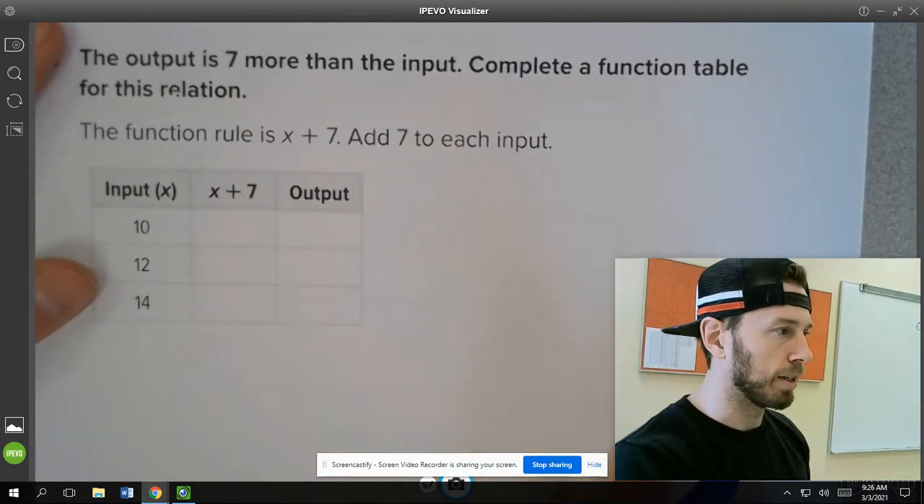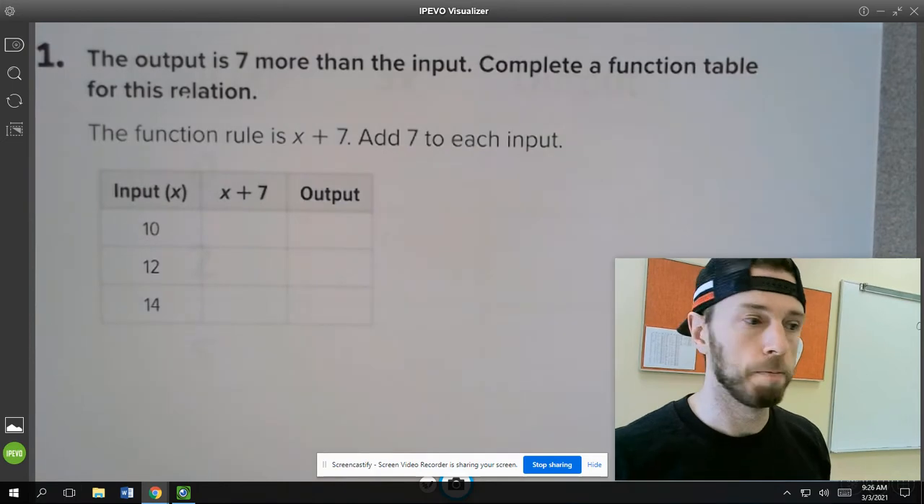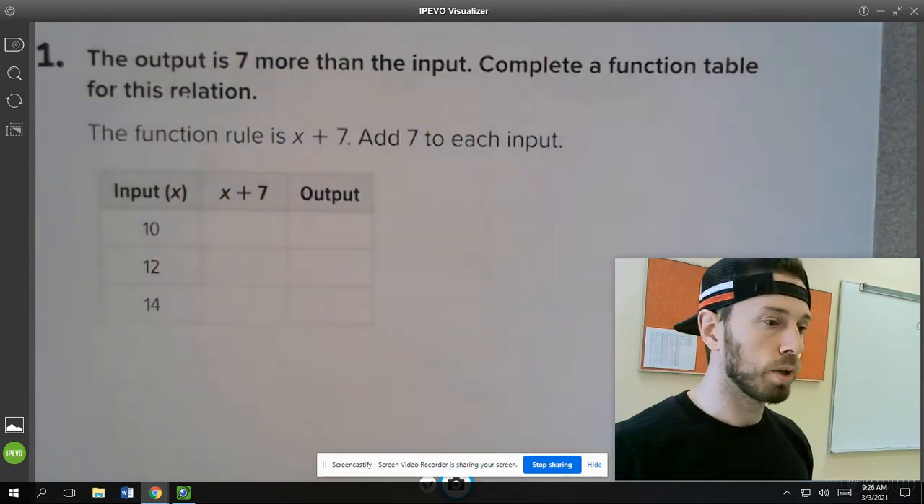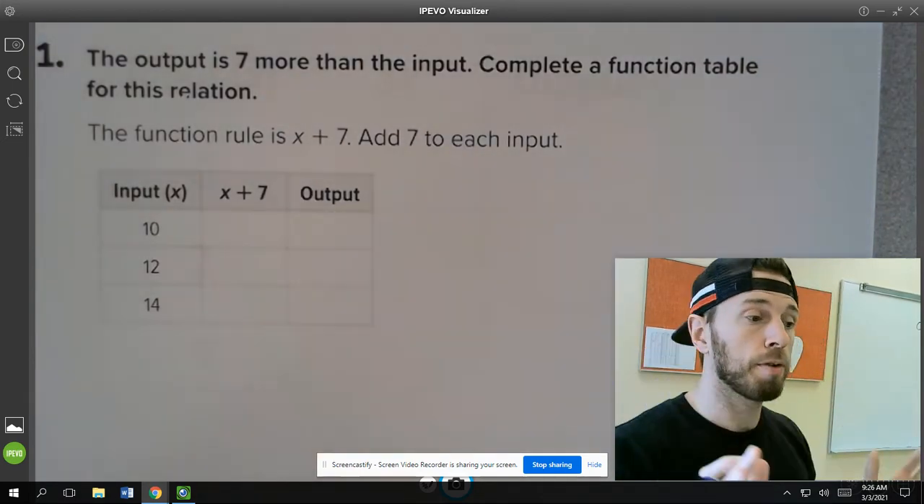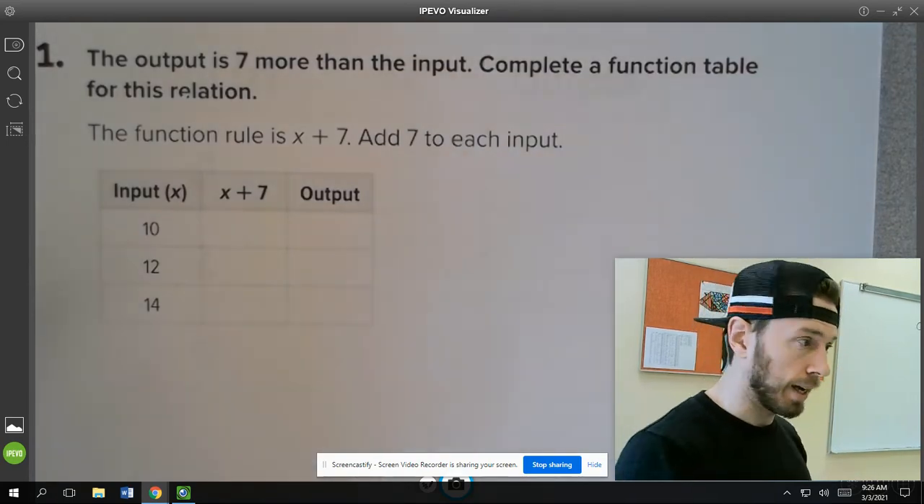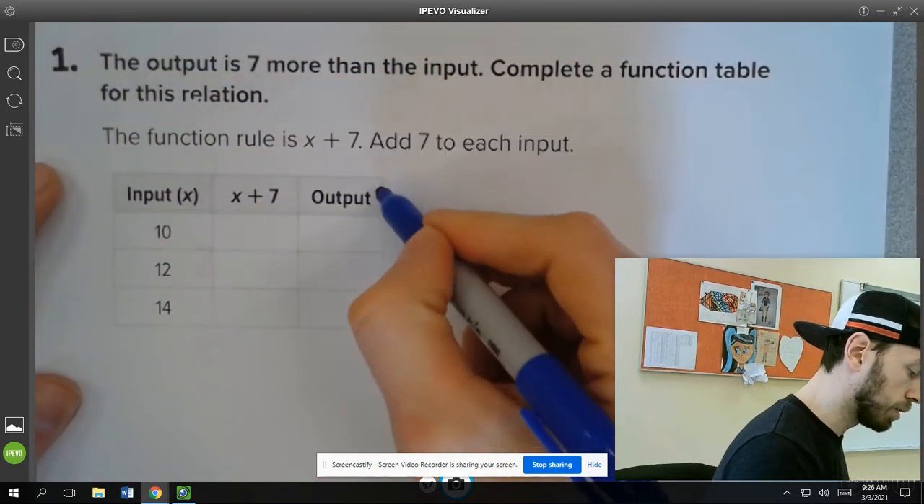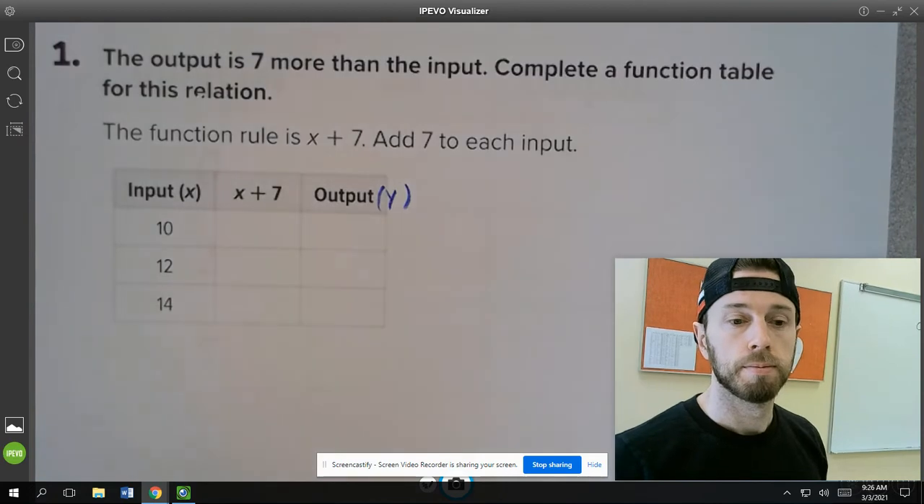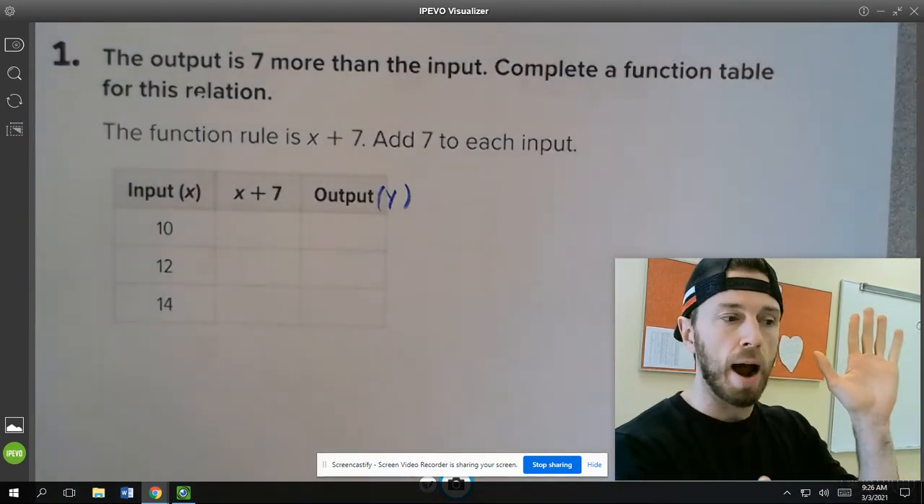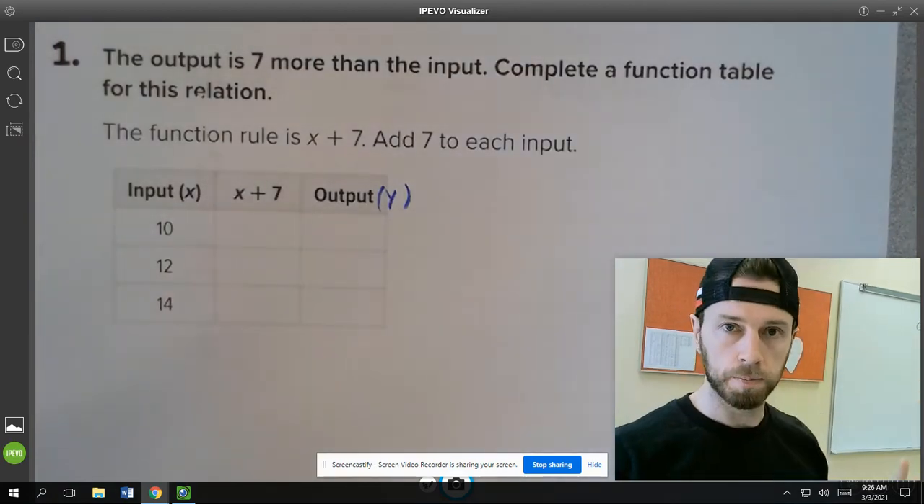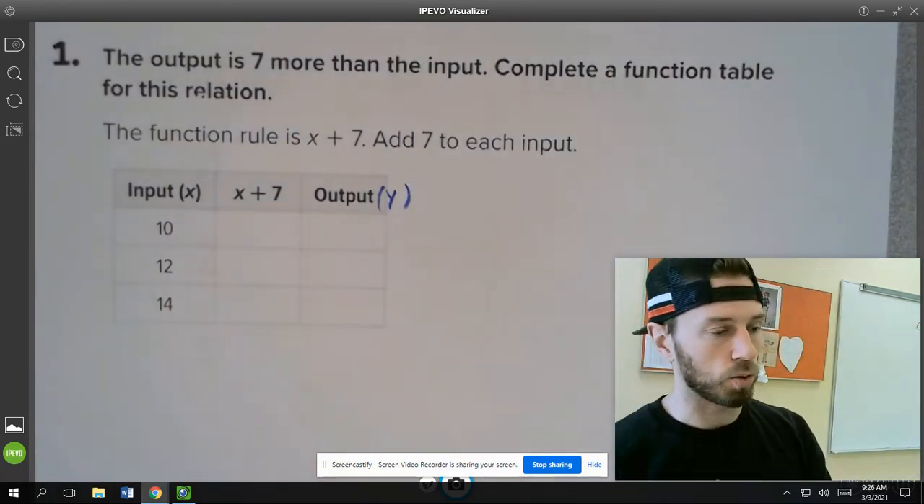The first example we have here says that the output is 7 more than the input. So the function rule is x plus 7. And we refer to all inputs as x and all the outputs as y, which is kind of cool because that's how it works on a graph. We have the x and the y-axis. So all the inputs are x and all the outputs are y.